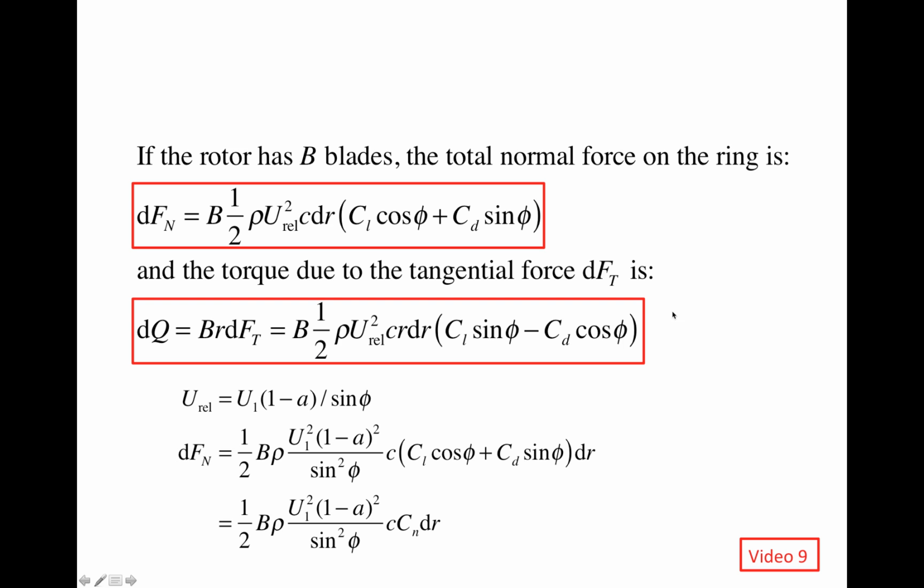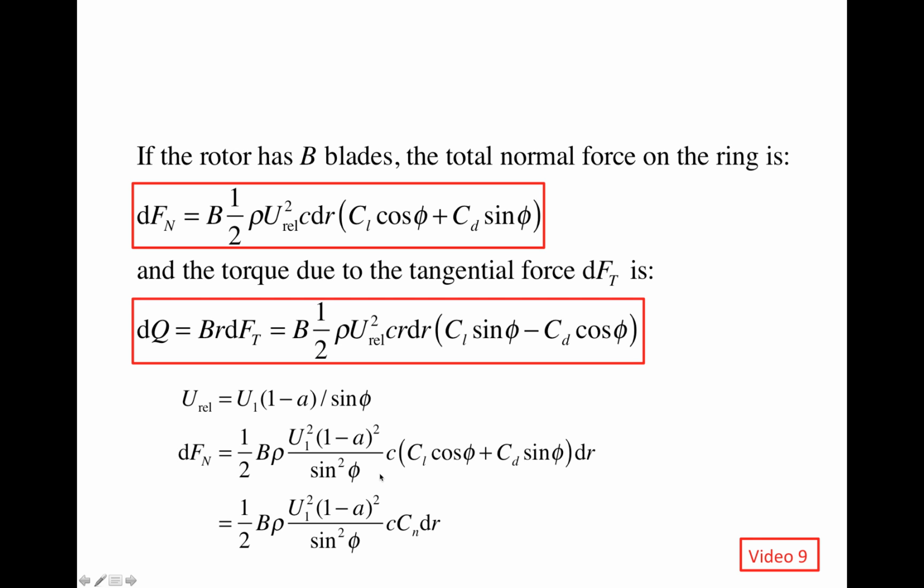This is the slide copied over from the previous video, video 9, but we have added some more derivations here. Here we have used an expression for the relative wind speed, u real, which equals u1 times (1 minus a) divided by sine phi. That's the relative wind speed, and this expression was also obtained from the previous video. So we bring this expression back into the expression for dFn.